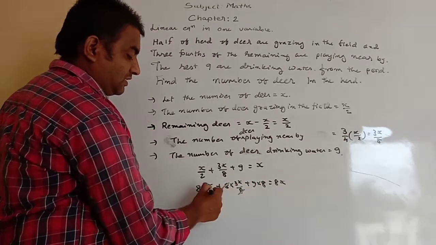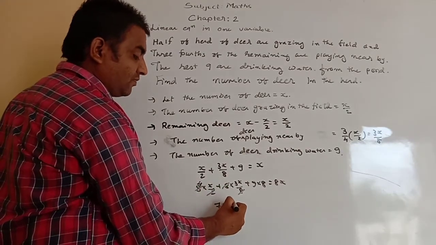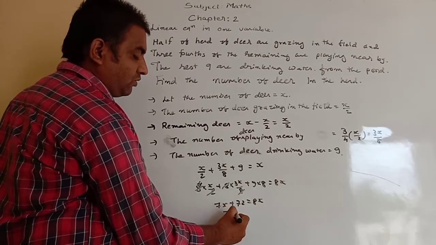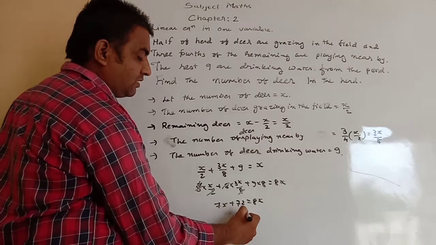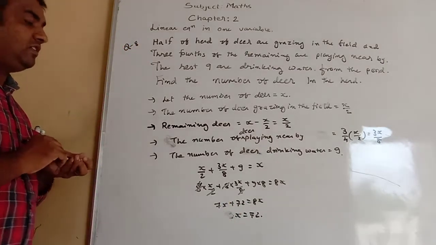So the 8 cancels, and 8 by 2 gives 4. So 4x plus 3x is 7x, plus 72 equals 8x, and so x equals 72. So there are 72 deer in the herd.